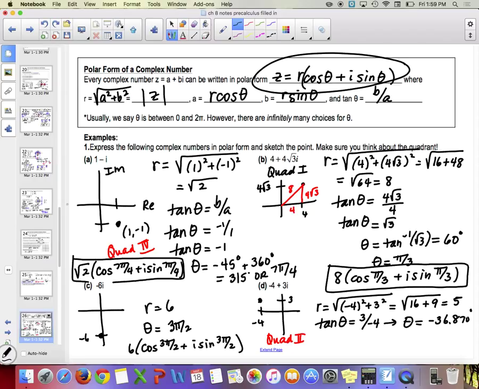Do I like that number? No, that's not in the second quadrant, is it? It's in the fourth. Right, if you go back 36 degrees. So add not 360 this time. So right now I'm over here. I'm at -36 degrees. So what do I want to add to get over here? 180, right? So I'm going to add 180. So when I do that, I really get theta equals 143.130 degrees.